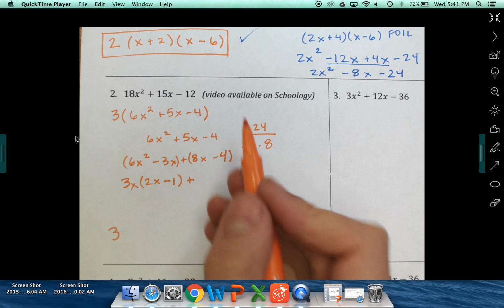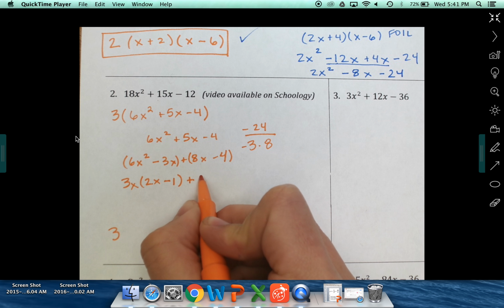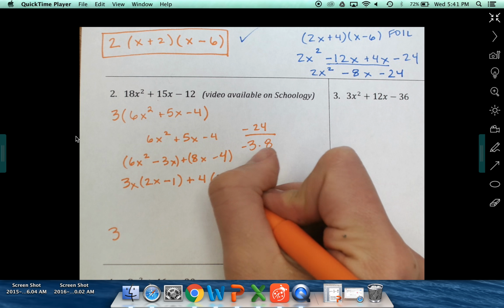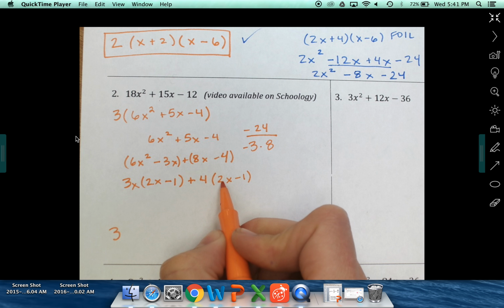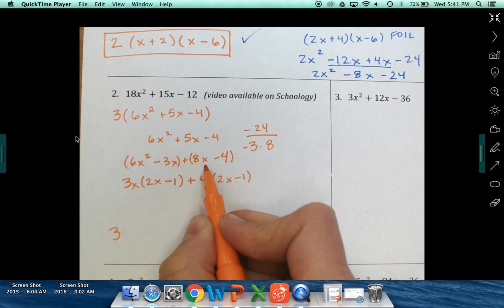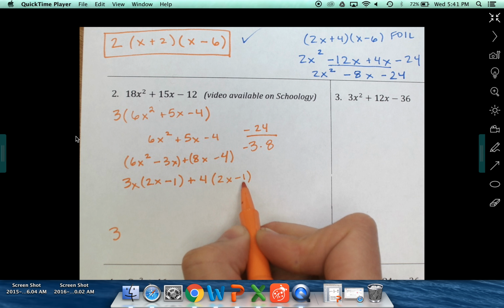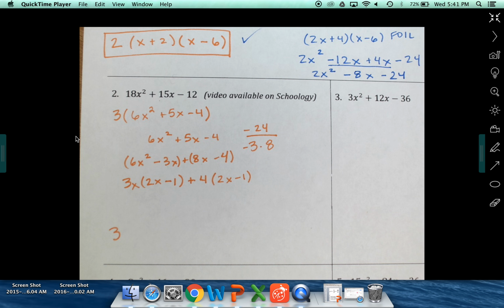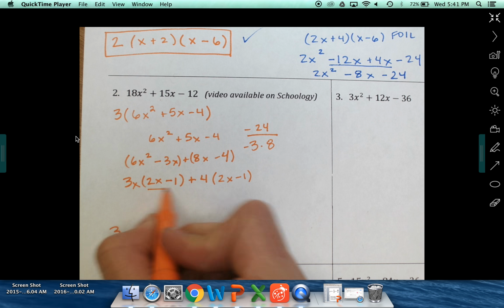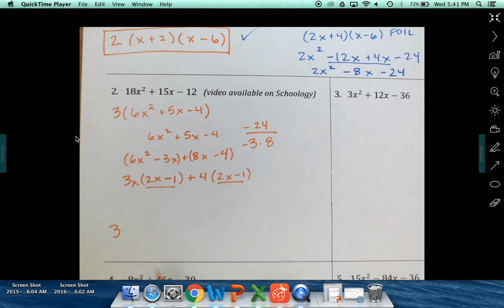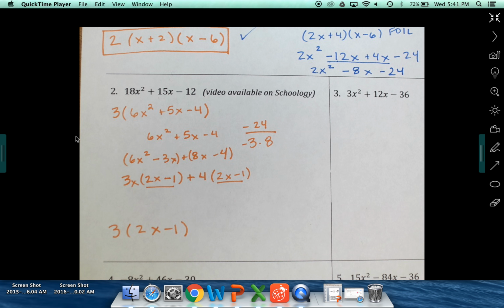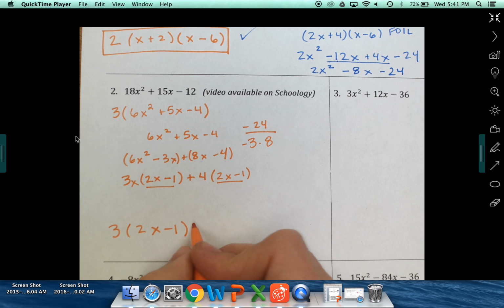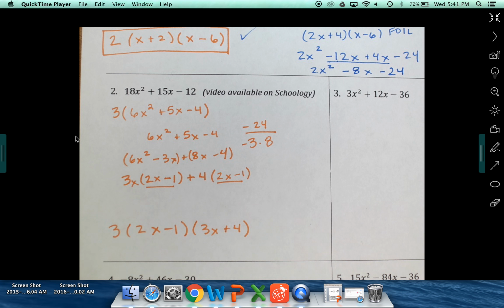Plus, so 8 and 4 share a factor of 4, which would leave me with 2x and a minus 1. 4 times 2x is 8x. 4 times negative 1 is negative 4. Okay, so that's good to go. And again, notice I've got 2x minus 1 in both of my parentheses. And that last factor is a 3x plus 4.